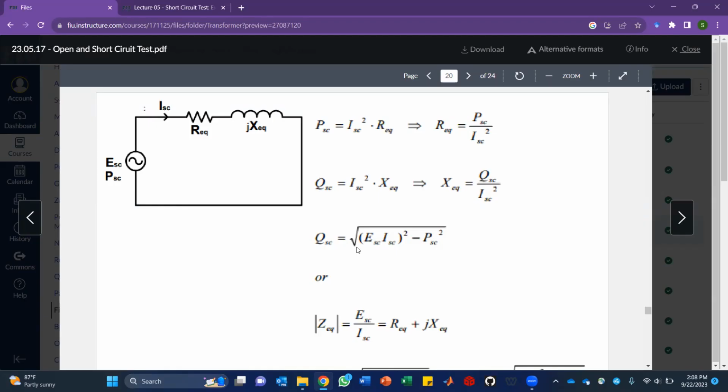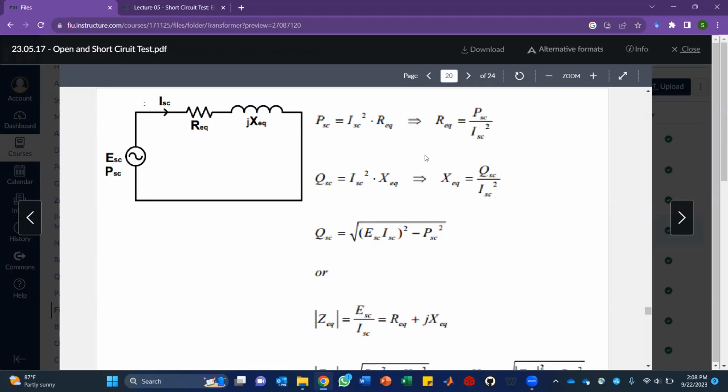So this is nothing but the apparent power squared minus the real power squared, or active power squared, and then if we take the root of that, we'll get Q, which is the reactive power component. After getting this, if we put the value here, we can get X equivalent. The combination of these will give us the impedance. So this is one way to calculate R equivalent and X equivalent.